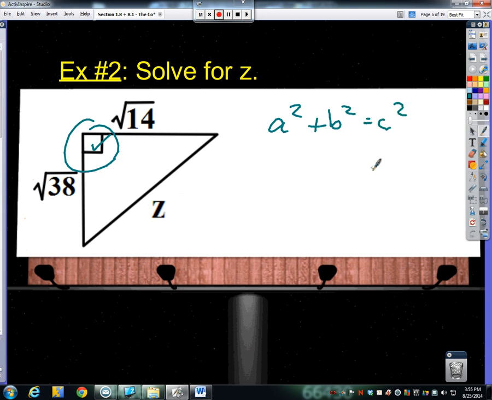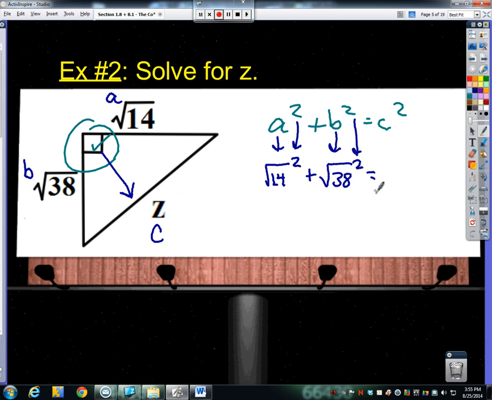And let's identify first, what I would do is identify the c side. It's opposite the 90-degree angle, so the z is the c. Then it really doesn't matter which one's the a and the b. Typically, I call the smaller of the two numbers a and the bigger of the two numbers b. But again, that's me. So now let's plug in what we got here. So a is the square root of 14, and I have to square that. And b was the square root of 38, and I need to square that. And some of you are already seeing, oh, now I know what's going to happen and why this is easier. And c is our z, which we need to square.